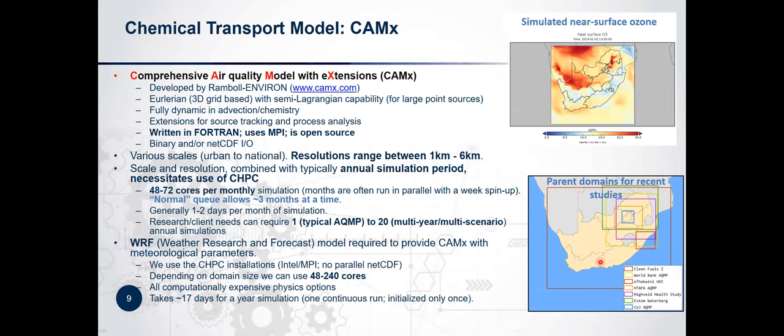We do run months in parallel, and the normal queue allows about 3 months at a time. Each month generally takes 1 to 2 days. And we can run as little as just one run if it's just one year, 2019, for example, for a management plan. But if we want to get into multi-year or multi-scenario, we have a lot more runs. And then we use WRF as the input for our meteorological parameters. And for that, we use the CHPC installation.